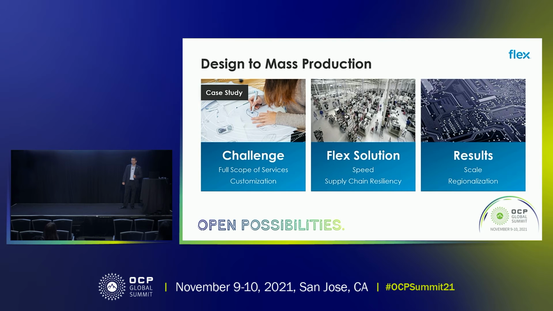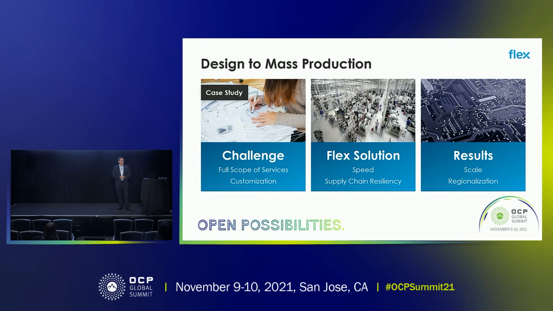So the results were, it worked out great. We were able to deliver the scale, and to date we've manufactured over 2 million of these particular boards. And the situation changed over time with new tariffs coming out and with the pandemic, and we were able to set up yet a second site for them in a different region of the world. So they started in Asia, and we were able to set up a second site in North America to give them the diversity and the regionalization they needed to hedge against those risks.